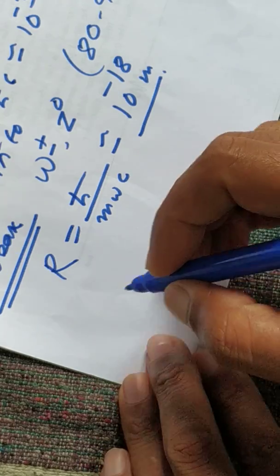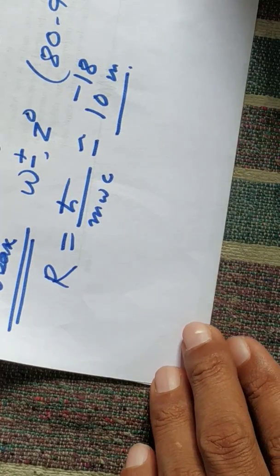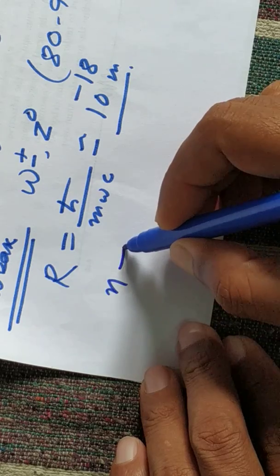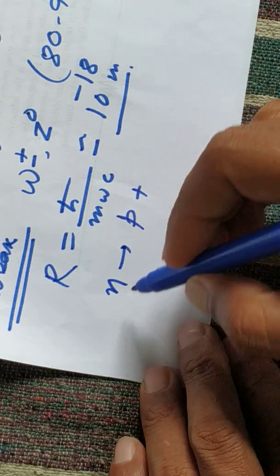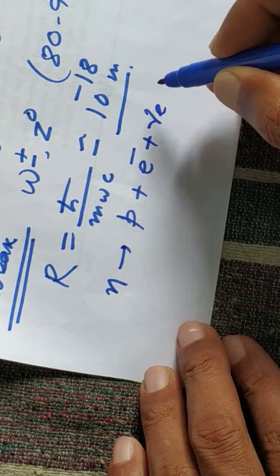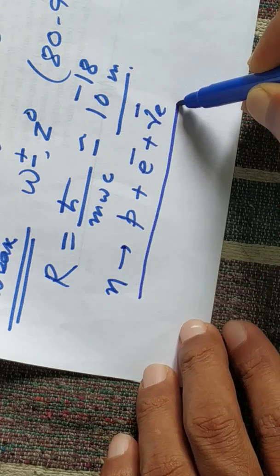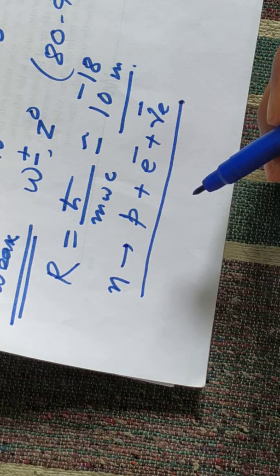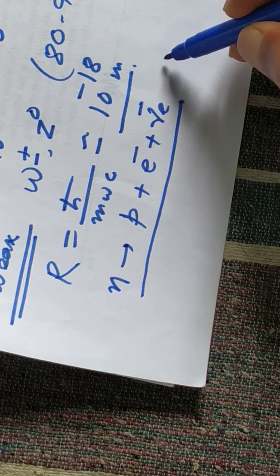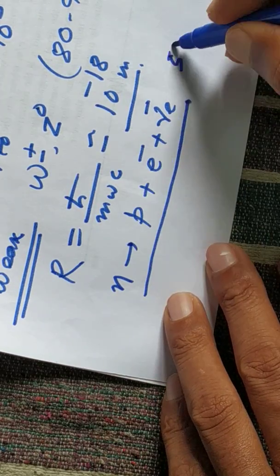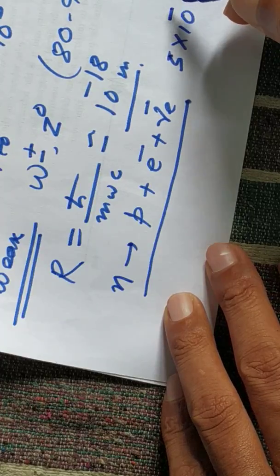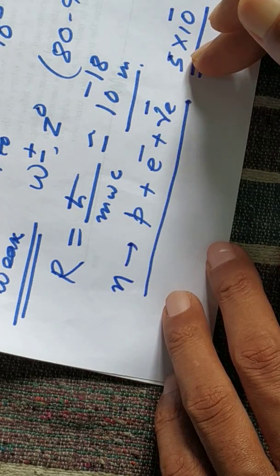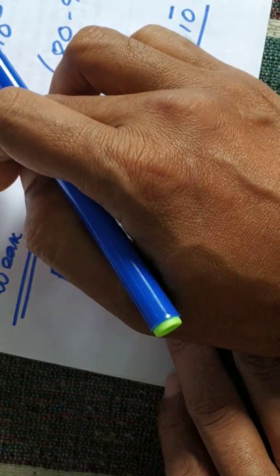Beta decay is an example of weak interaction. The example of weak interaction is the conversion of a neutron into a proton, an electron, and an electron antineutrino. For this interaction, the dimensionless coupling constant has a magnitude of about 5 into 10 to the power minus 14. So the strength is much smaller than the strong and electromagnetic interactions.